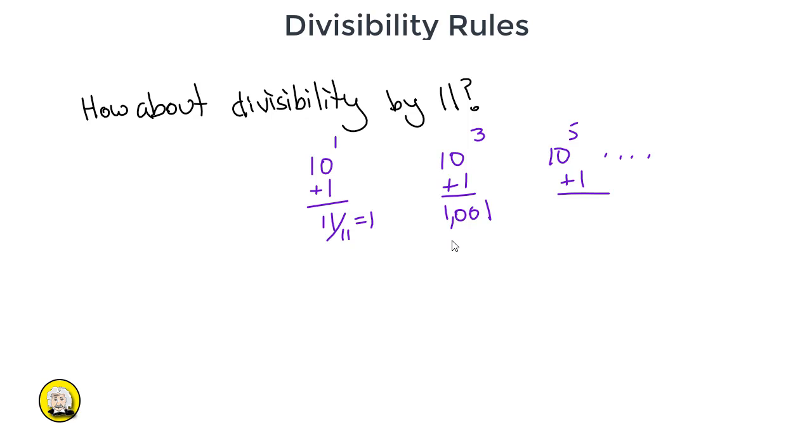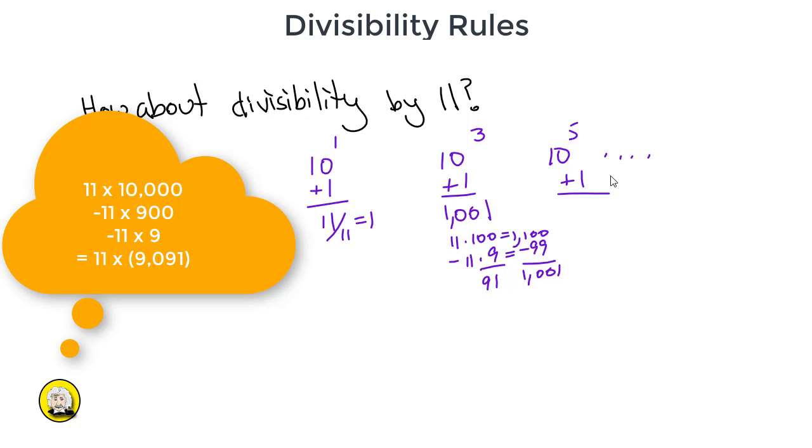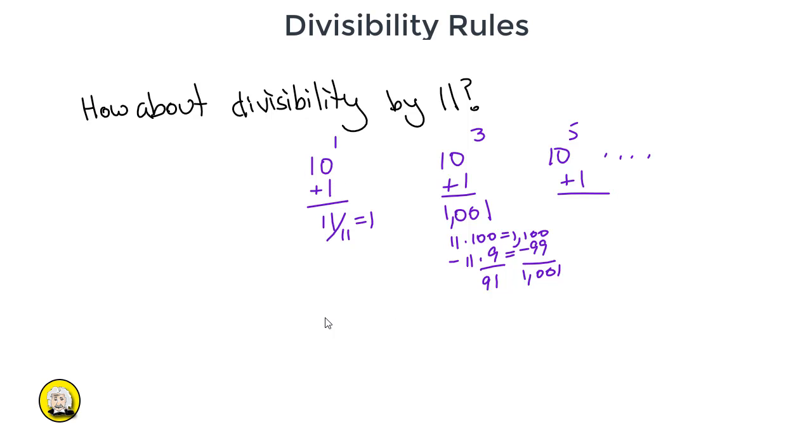In fact, it's 11 times 100, which is 1,100, minus 11 times 9, which is minus 99. And that gives us a result of 1,001 is 100 minus 9, or 91 times 11. And the same continues for 10 to the 5th, 10 to the 7th, etc. The odd exponent plus 1 must be divisible by 11. In a similar fashion, the even exponents, in this case minus 1, are always divisible by 11.